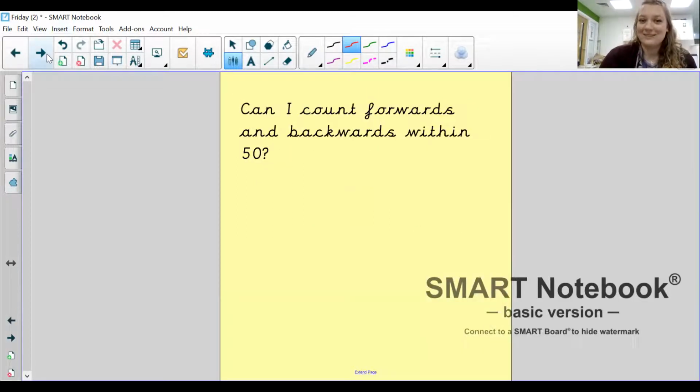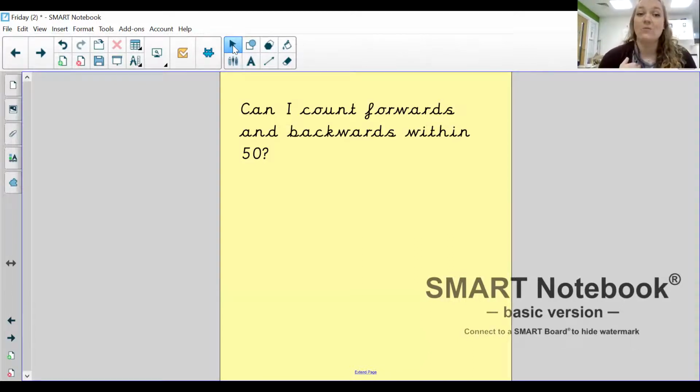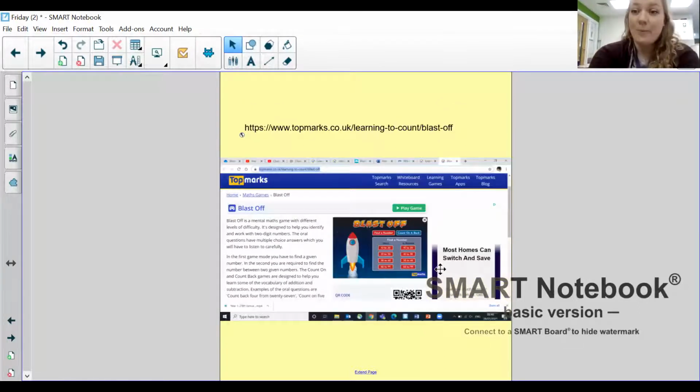Let's move on. Right. The learning objective for today's maths lesson is, can I count forwards and backwards within 50? Lovely. We're going to be counting forwards and backwards, and we're going to be using numbers up to 50. Now, you're very lucky because today's maths work is a game. So you're going to need your parents to help you.